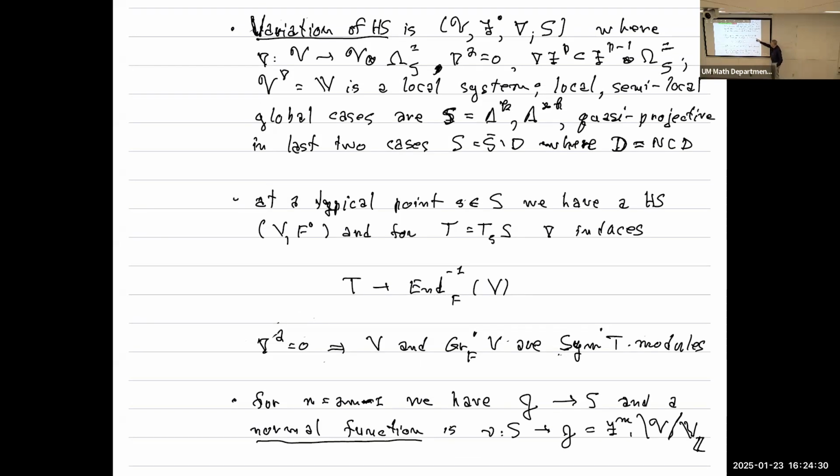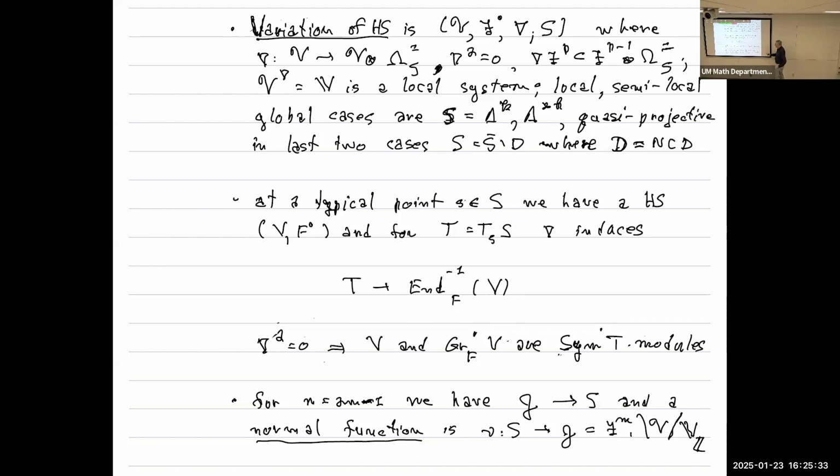So at a typical point in the parameter space, I'll just write V, the Hodge filtration F^p, and T for the tangent space. T gives a mapping to the endomorphisms of V. It's induced from the Gauss-Manin connection, the nabla, and it shifts the Hodge filtration down by 1. So it's an endomorphism of degree -1 relative to the Hodge filtration. The fact it's integrable means that this map induces a map from the symmetric powers of T to the endomorphisms of V. So if you like, V is a Sym T module. That's the integrability. The symmetric powers of T act on V.